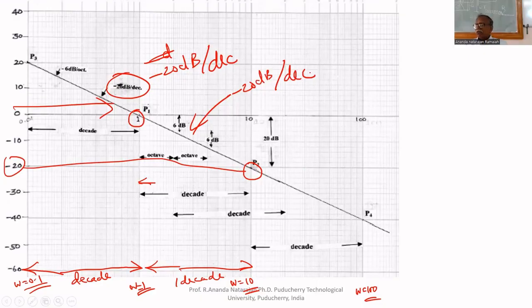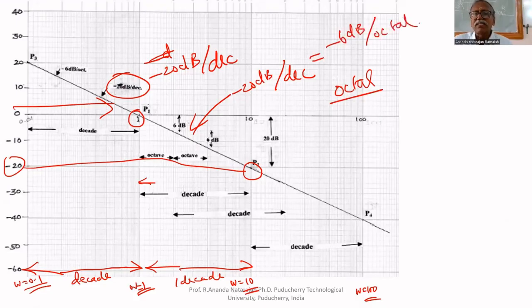Decade means 10, so it is a multiplication factor of 10. That's why it is called one decade. Another scale is called the octal. Minus 20 dB per decade and minus 6 dB per octal, both are the same.